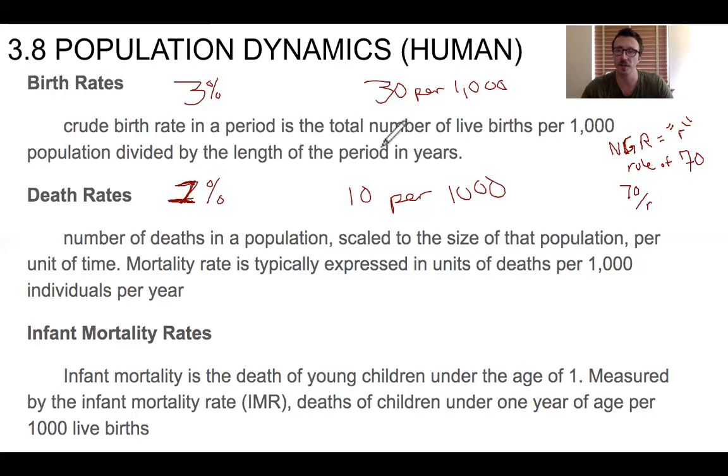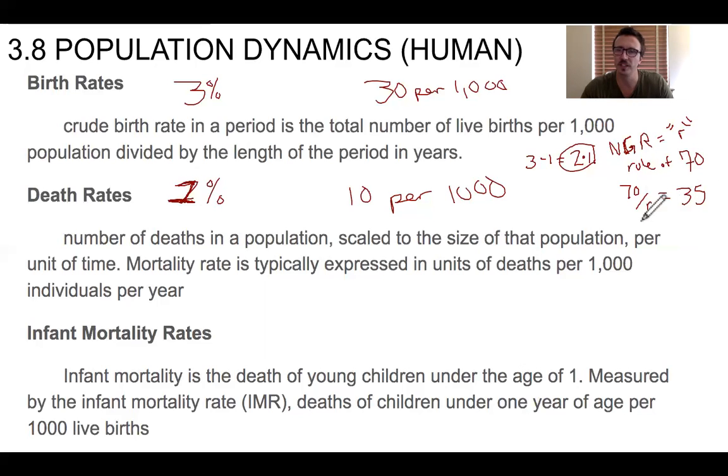And so if we try to figure out the growth rate for this country, all you need to do is births minus deaths, and that would give us a growth rate of 2%, right? And so we can plug this number in for r. And what we get, if we take 70 and divide it by 2, we get 35. What the heck does this number mean?